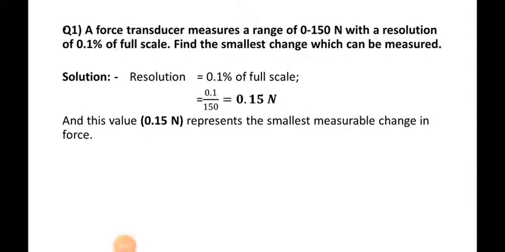Then there is again one small numerical given. A force transducer measures a range of 0 to 150 Newton with a resolution of 0.1% of full scale. Find the smallest change which can be measured. Okay, so resolution equals 0.1% of full scale. Now 0.1% of full scale means what? 0.1% of 150 equals 0.15 Newton, and this value represents the smallest measurable change in force. Smallest measurable change in the force means that 0.15 is nothing but the resolution.